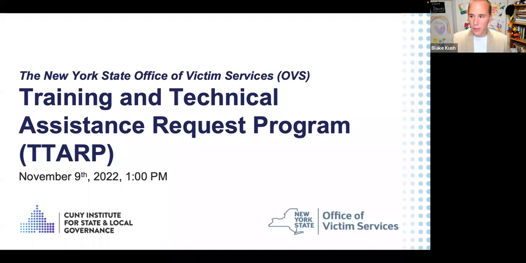I am Blake Cush. I'm the Training and Outreach Unit Chief here at OVS, and I have the privilege of welcoming you to our Training and Technical Assistance Request Program, or TARP as we call it, relaunch webinar. Today we're going to cover a few things regarding how the program works, the history of it, and then our partners from the CUNY Institute for State and Local Governance are going to lead us on a demo training as well. I'm delighted to have all of you join us.